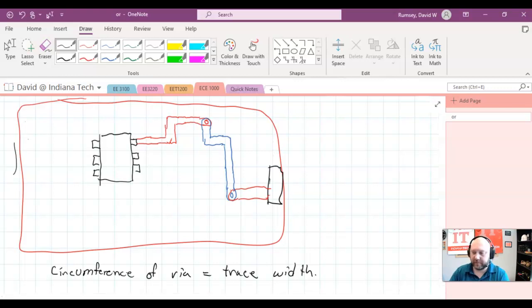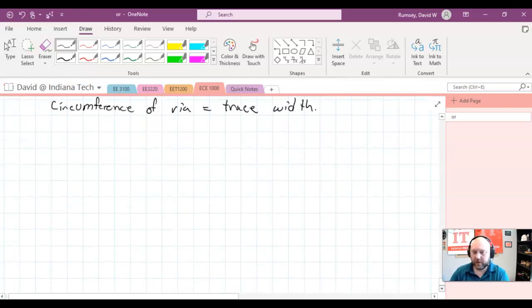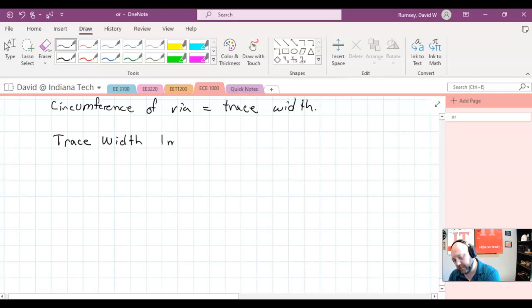Okay, so let's do an example here. Let's suppose that we have a trace width here of 1 millimeter. What should the hole size be for the via?